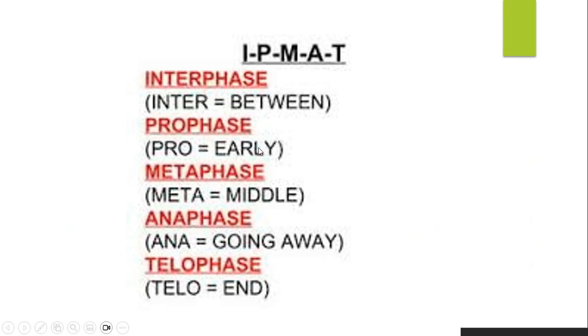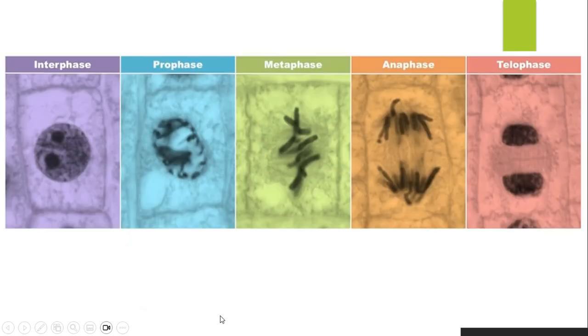Alright, so how to remember all the phases of mitosis? IPMAT, okay? Interphase means between. Prophase means early, right? Prokaryote, pro is early, right? And eukaryote is like after nucleus, right? Pro is before nucleus, so pro is early. Meta is in the middle, right? Metaphase, it's in the middle. Anaphase, ana is going away, right? Anytime you hear ana, it's going away. Telophase, telo equals end, right? Interphase, prophase, metaphase, anaphase, and telophase.